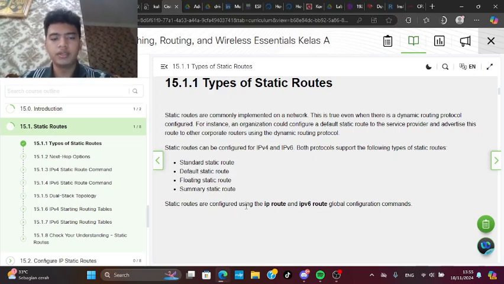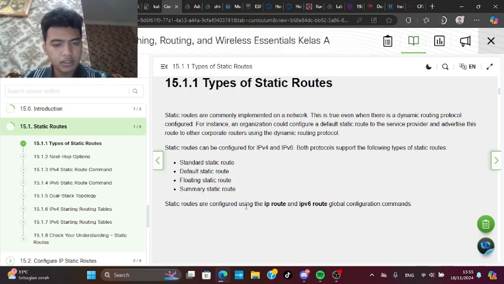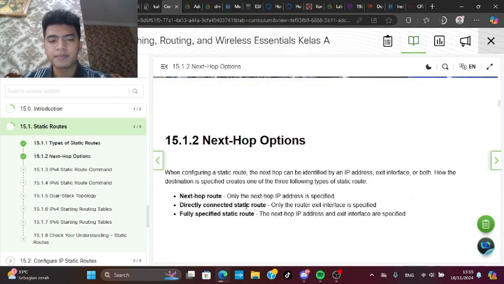Static routes can be configured for IP version 4 and IP version 6. Both protocols support the following types of static routes: the first is the standard static route, then the default static route, the floating static route, and the last is the summary static route. Static routes are configured using the ip route and ipv6 route global configuration commands.